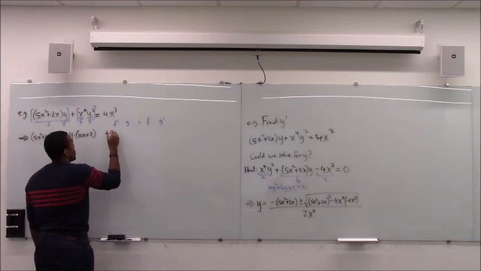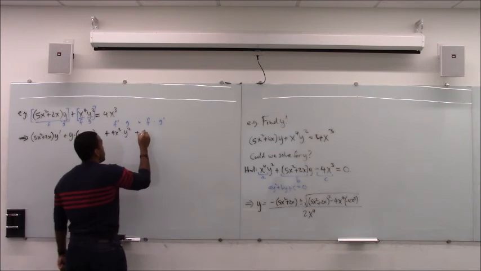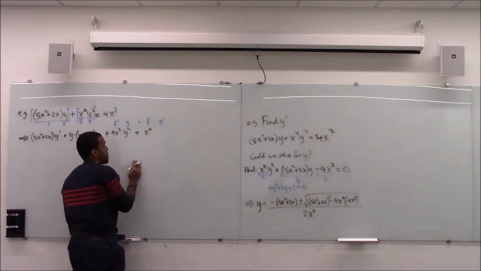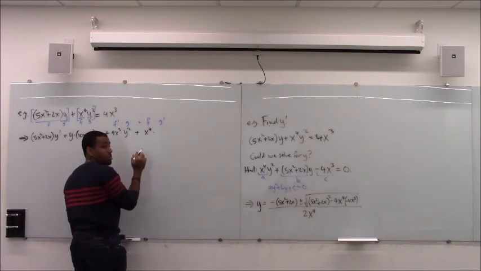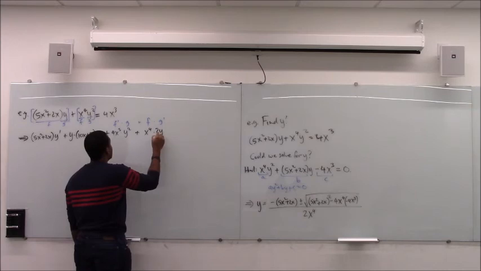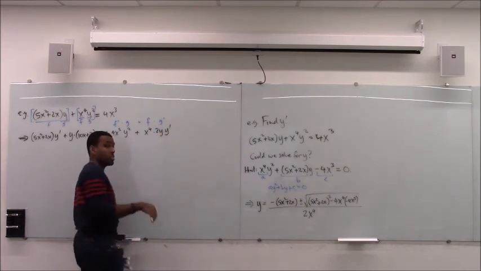4x to the third times the g, which is y squared, plus f, which is x to the fourth. What is g prime? What is y squared? Derivative of that? Could it be 2y prime? No, just 2y. Yeah, 2y times y prime, because of the chain rule, right?